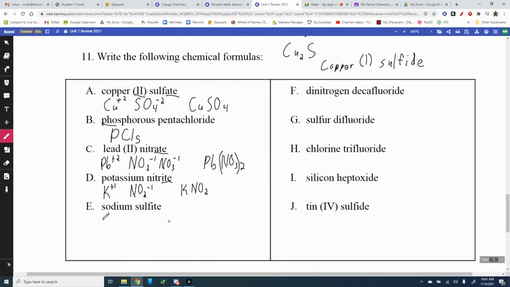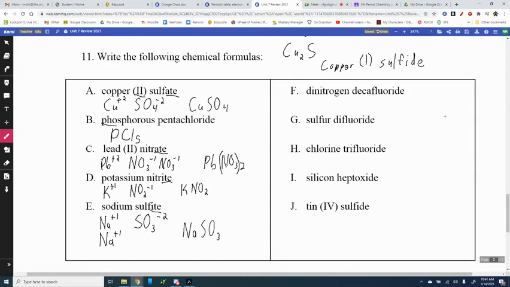All right, so next we have sodium sulfite. So sodium is Na. It's in the first column, so it's +1. Sulfite is a polyatomic ion. So you look it up in the charge chart. It is SO3 -2. So right now we have an uneven charge. We have a +1 and -2. So we have to add an extra +1. So now we have 2 sodium. So that's just going to be Na2SO3. And there we go.